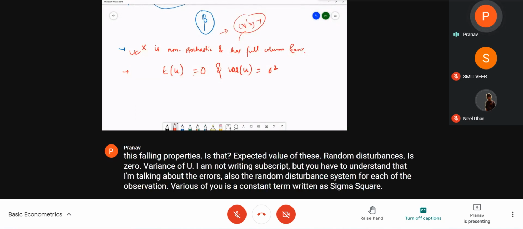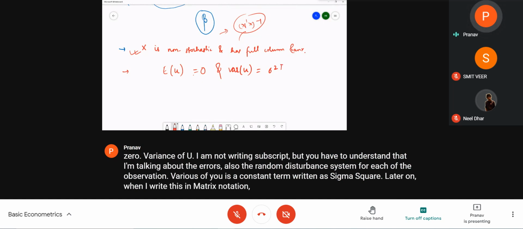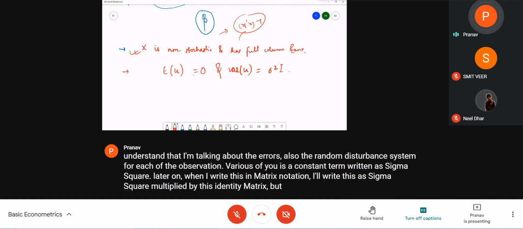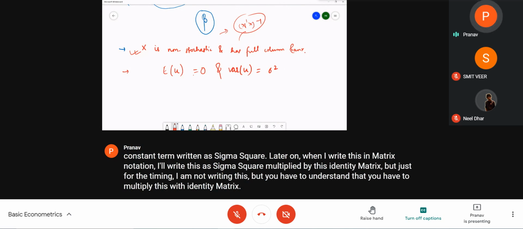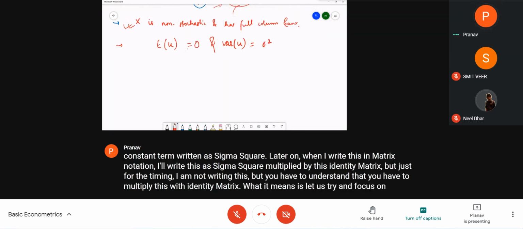Later on, when I write this in matrix notation, I'll write this as sigma square multiplied by the identity matrix. But just for the time being, I am not writing this. But you have to understand that you have to multiply this with the identity matrix. What it means is, let us try and focus on this portion.